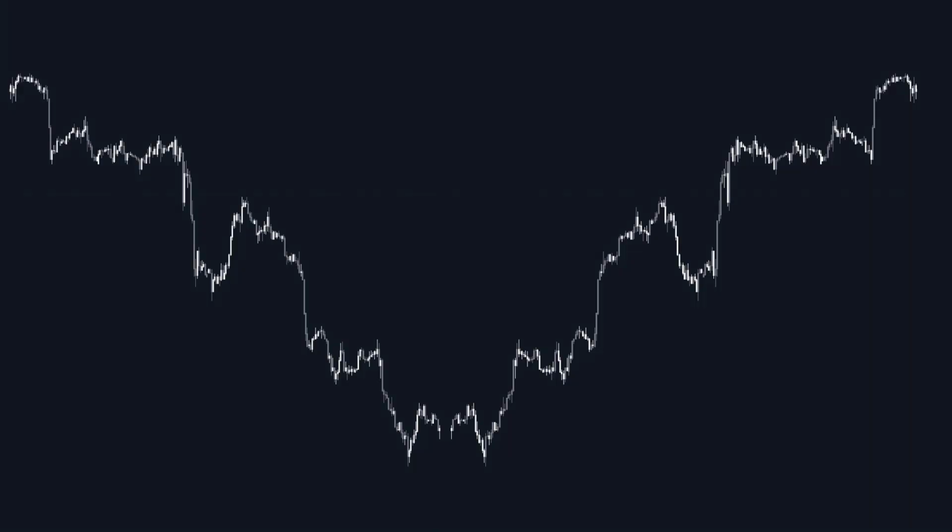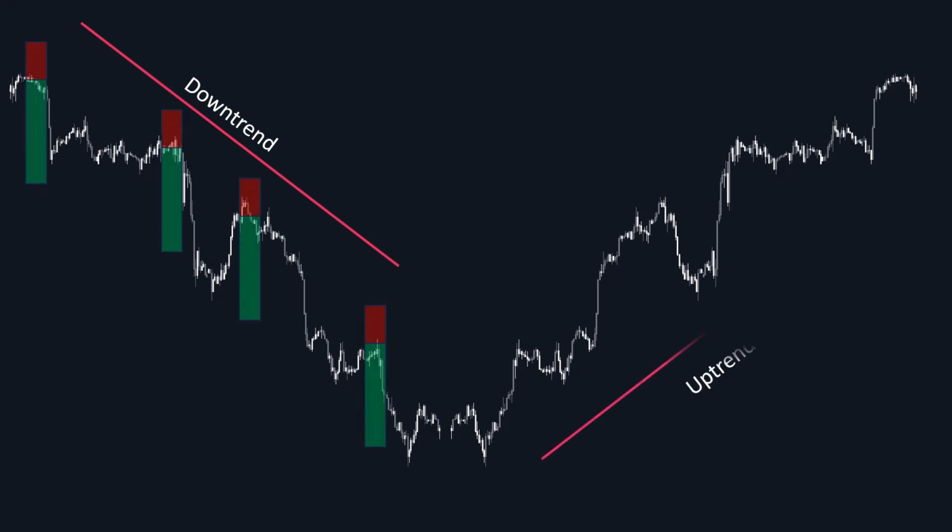Trend and change of character. In a downtrend, we're selling. In an uptrend, we're buying. Simple, right? But here's the twist: watch for a change of character. A change of character means the tide is turning. The sellers are running out of steam, and the buyers are stepping in, or vice versa.